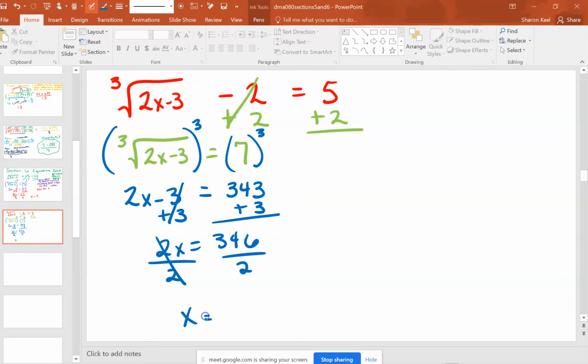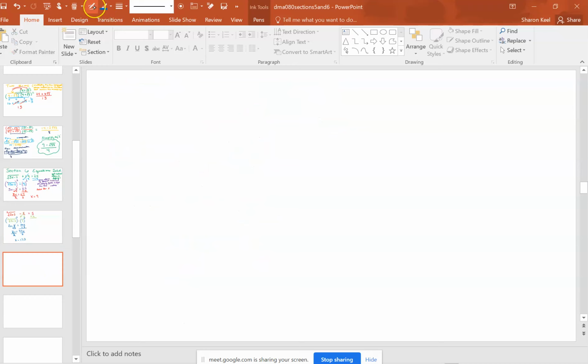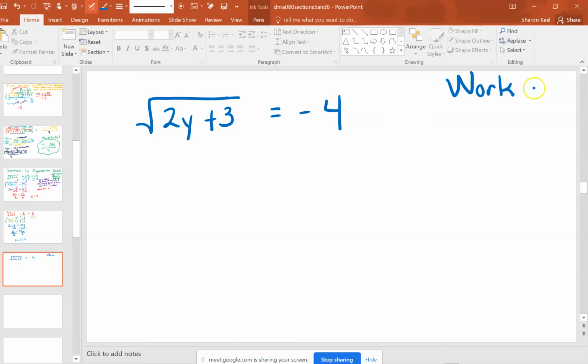Now there is one, and I even think there's one of these maybe even on the test. Here I've got the square root of 2y plus 3 equals negative 4. And there's a note they give you that says work smart, not hard. For this particular problem, there's no need to raise anything to a power or do anything.